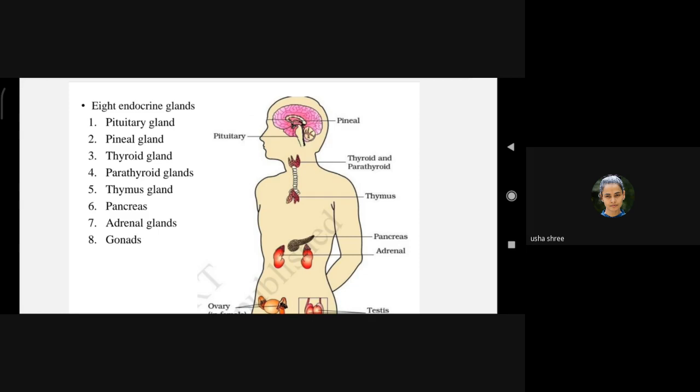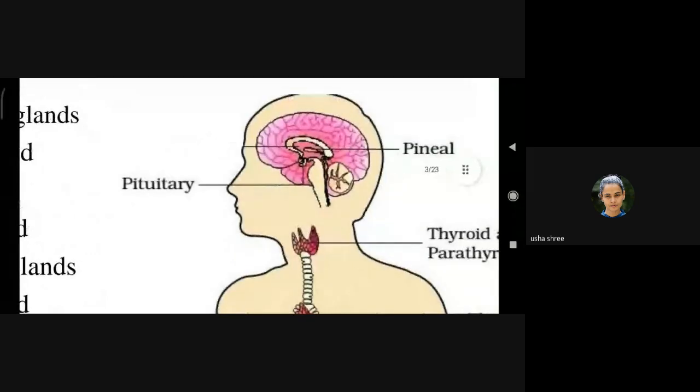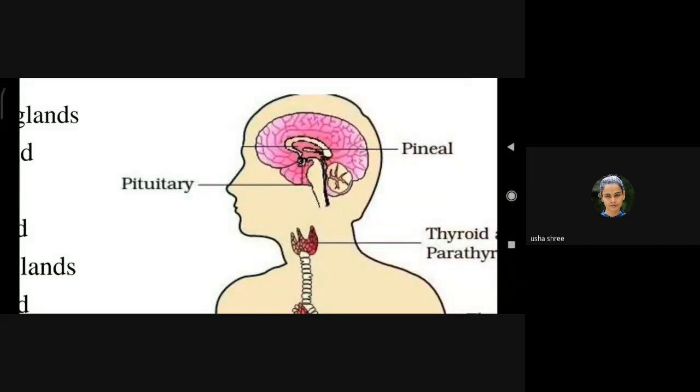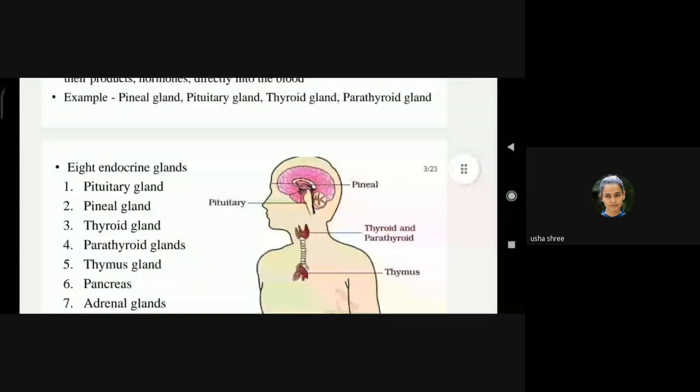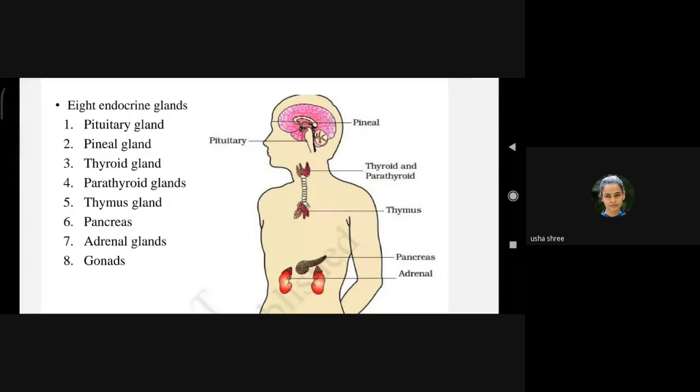So you can see here in this picture, it is the location of pituitary just below the hypothalamus, and above the pituitary you can see the pineal gland, then the thyroid gland at the neck, and just behind the thyroid, 4 small parathyroid glands are also present. 4 very small glands just behind the thyroid gland, known as parathyroid.